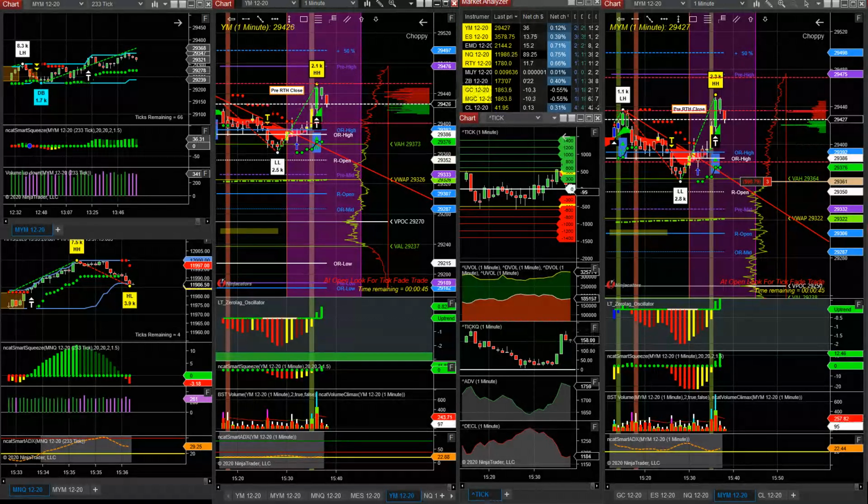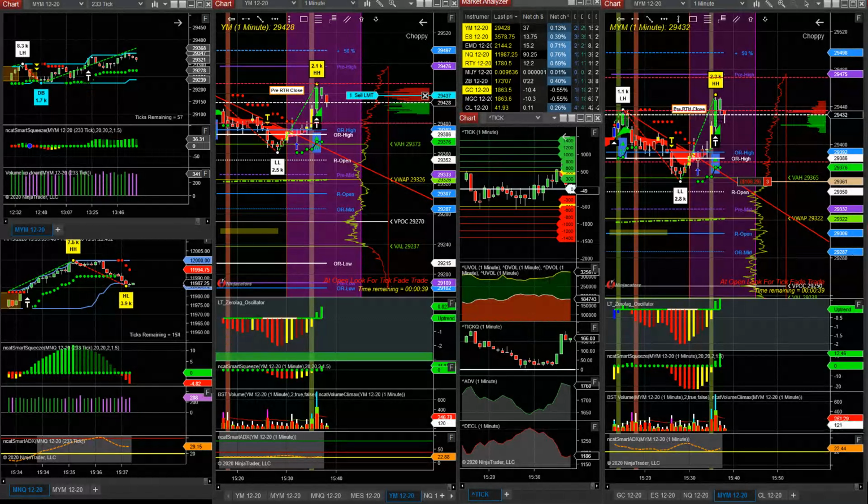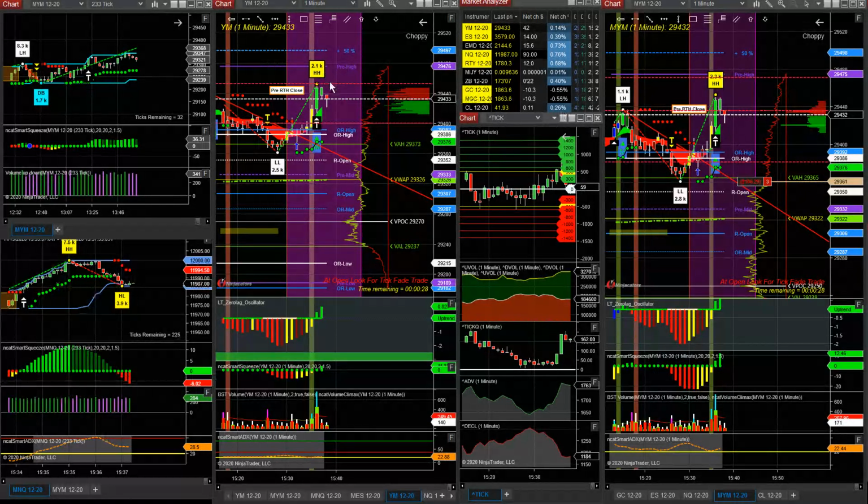NQ, we could try to take one there, and YM, if we get back up there. If you're moving too fast, I'll take off my limit order and reset. All right, I'll take it off. Order canceled. Reset. I'll move it back up here, or I'll wait for it to get up here.